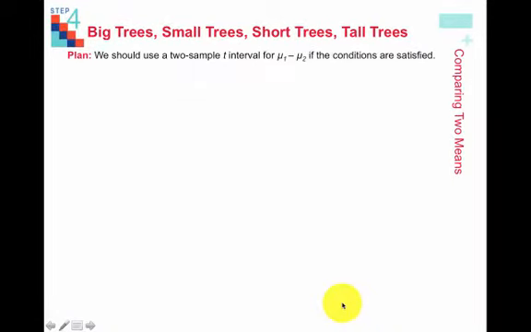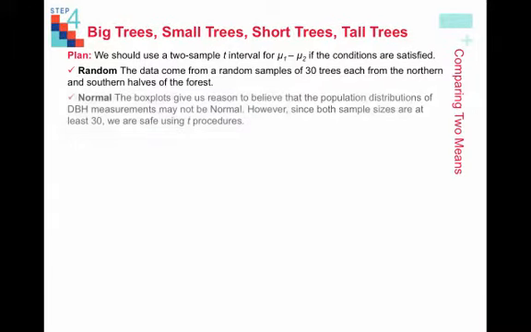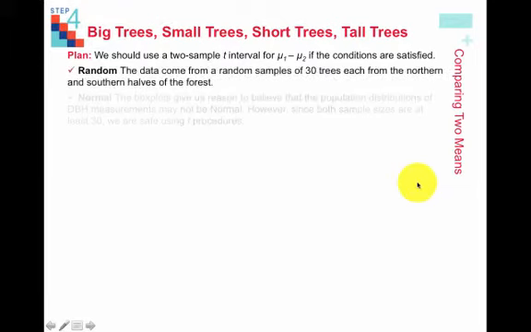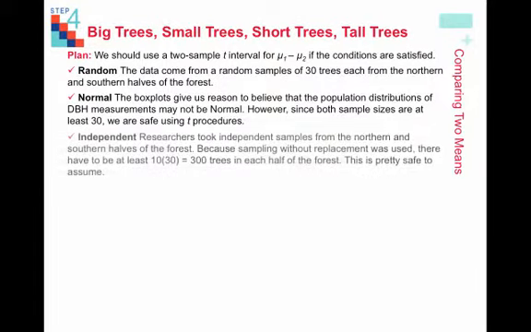Plan: we're going to use a 2-sample t-interval if the conditions are satisfied. So in our plan, did they come from random samples? You betcha. Normal? Well, the box plots give us reason to believe that the populations might not be normal. If we go back and look at those, they're not. You look at the south, that's not normal. That's skewed to the left, and the north is skewed to the right slightly. But guess what, guys? Since both sample sizes are 30, we are safe using our procedures. We satisfy the central limit theorem.